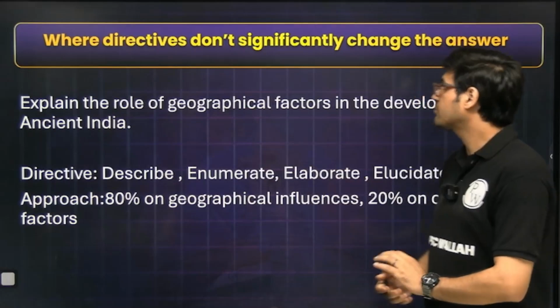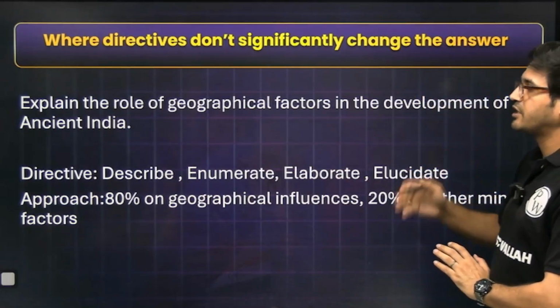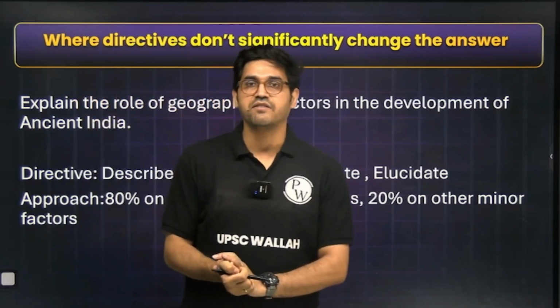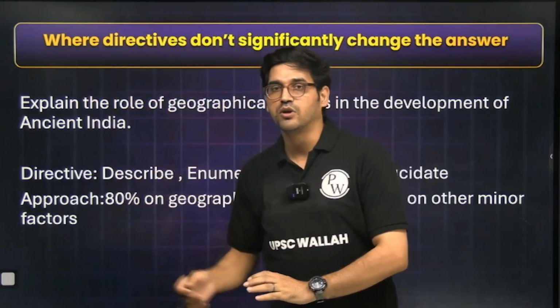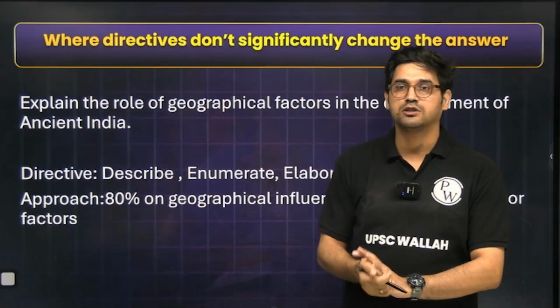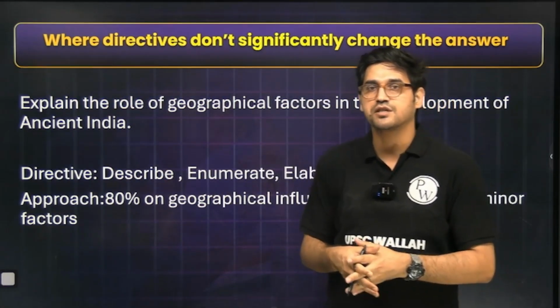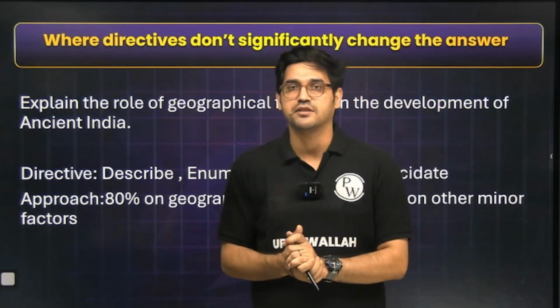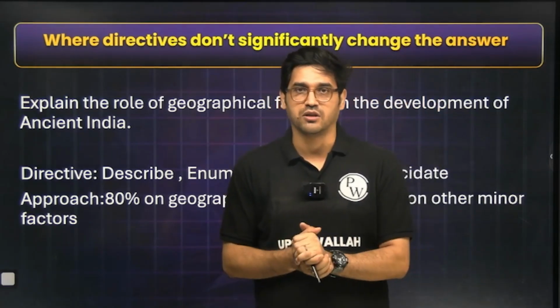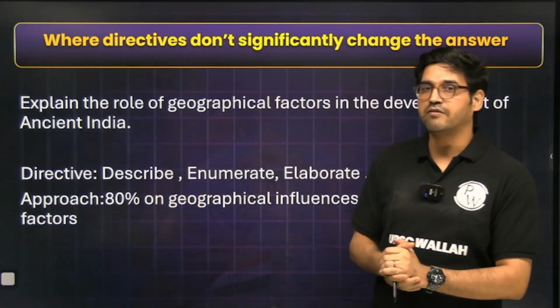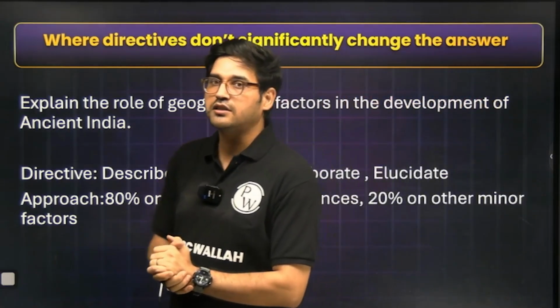Explain the role of geographical factors in the development of ancient India. Now, relatively a straightforward question. Even if he had written here the word elucidate or throw light upon, would it have changed or made any impact on the kind of answer that you're going to write? Absolutely not. Now, as a thumb rule for questions like these, where you have descriptive directives, the thumb rule is that 80% of your answer should have content directly relevant to the question asked.